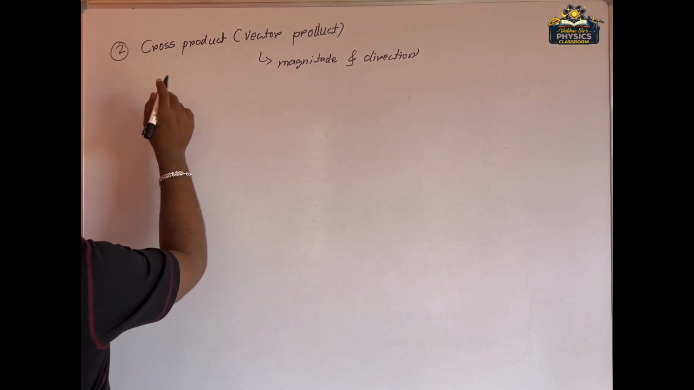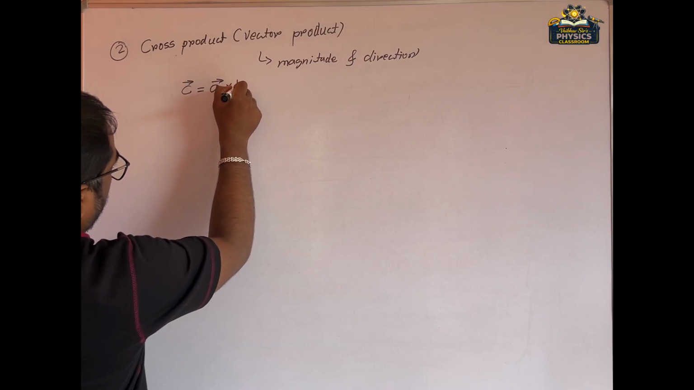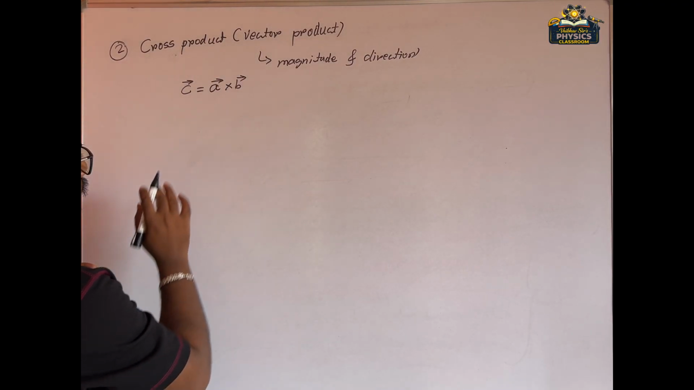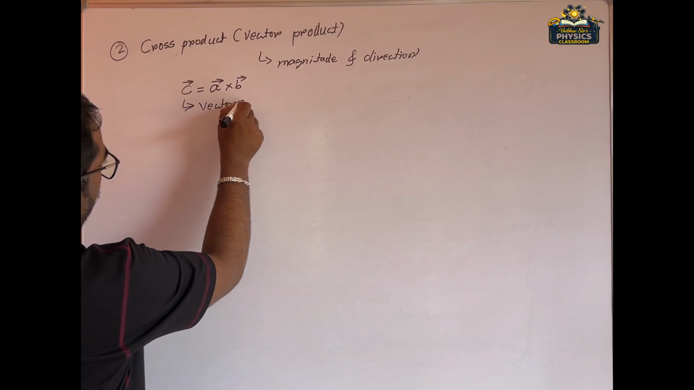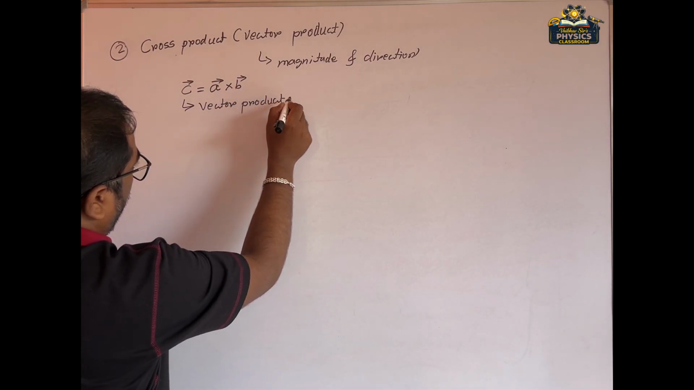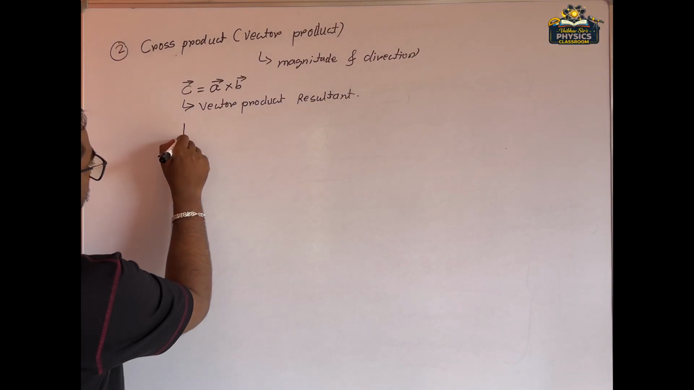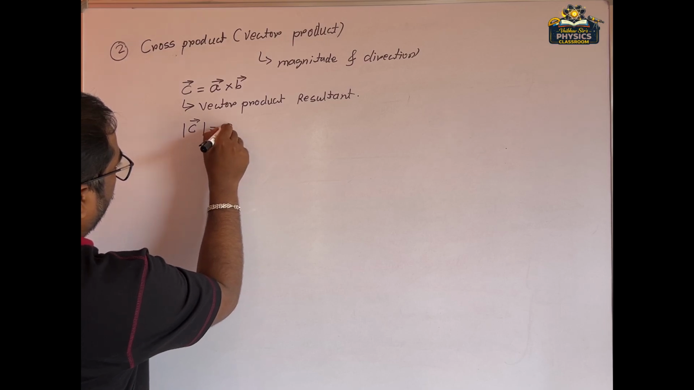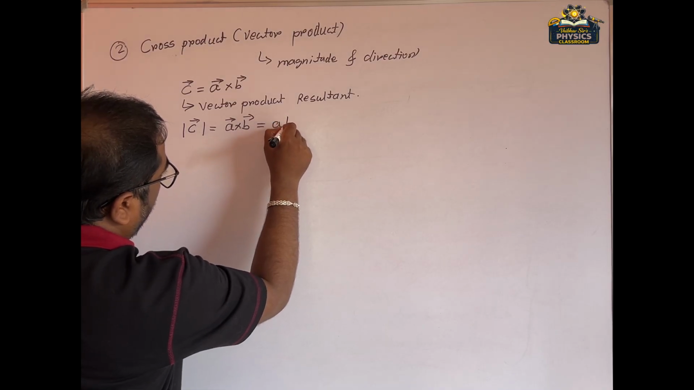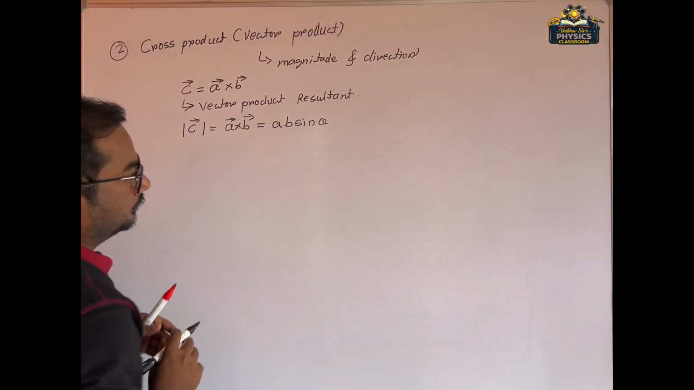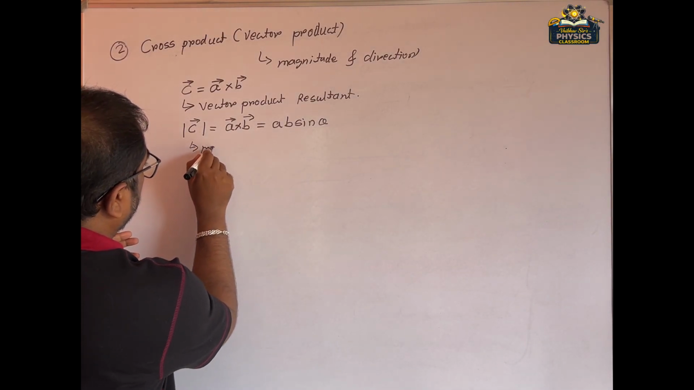Okay. So first of all, if I take this cross product C is A cross B, this is the vector product, or the vector product resultant. And how can we get the magnitude of the vector product A cross B? It will be A B sine theta. With the help of this, we will get the magnitude also.